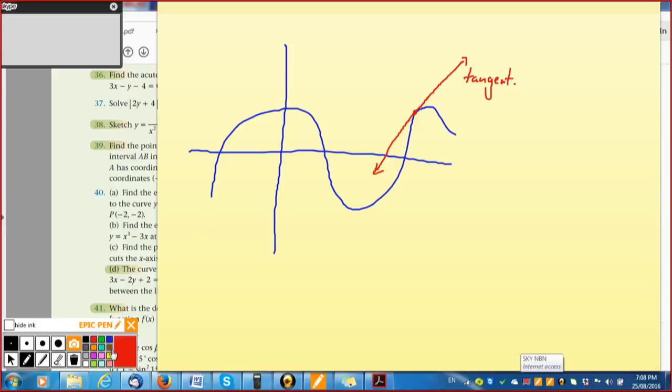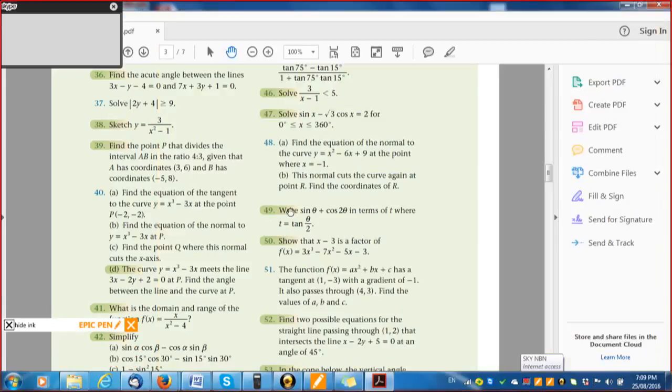All right. A normal is the line that is perpendicular to the tangent at the point of contact. Got it? Yeah. So the normal is perpendicular to the tangent at the point of contact. So for that, you would just find the gradient of the tangent and then the negative reciprocal would be it. Beautiful. That's exactly what you do.